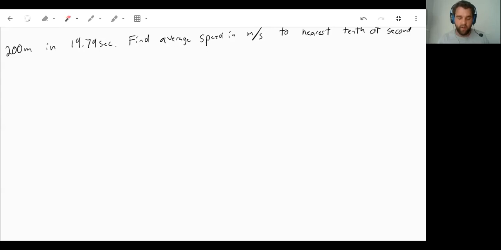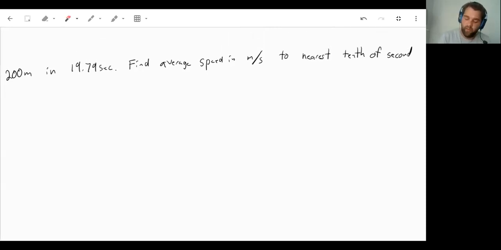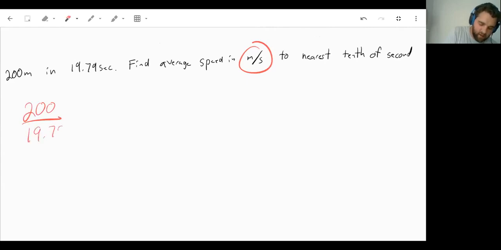Well, what that says is we're looking at the speed in terms of meters per second. That means meters goes on top, divided by seconds on the bottom. So 200 meters divided by our number of seconds should come up with our answer of 10.1. So he was running 10.1 meters per second.